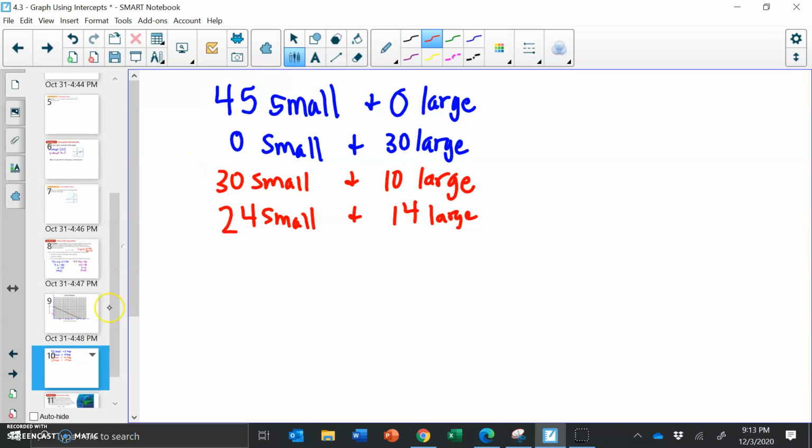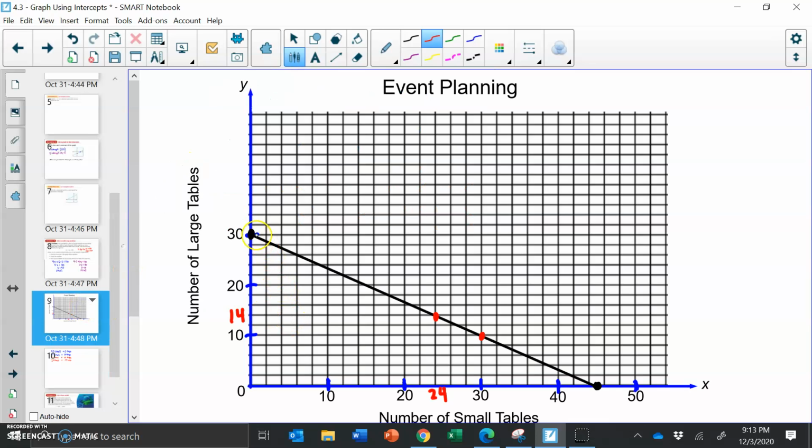For this particular problem, you need to make sure you pick integer values. Every point on this line is actually a solution, but you obviously can't rent half of a table. So you need to choose values that would be integer values.